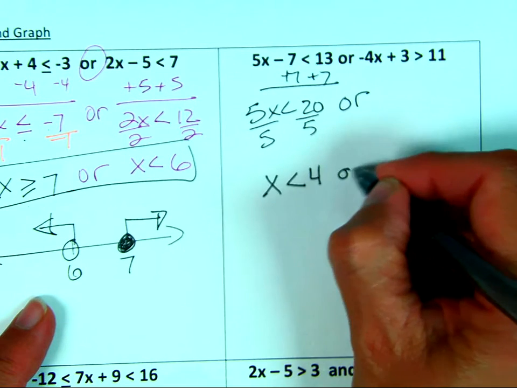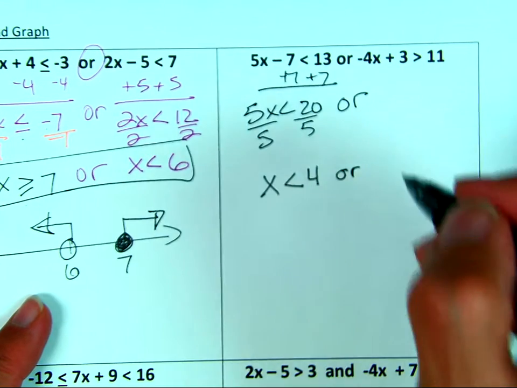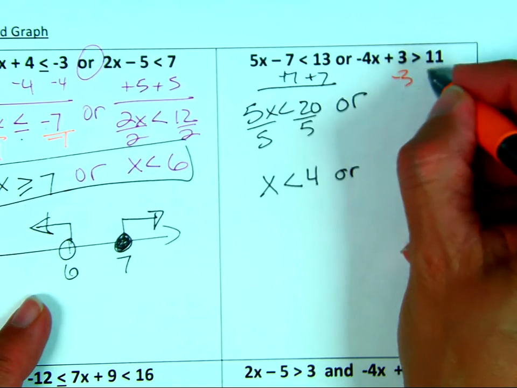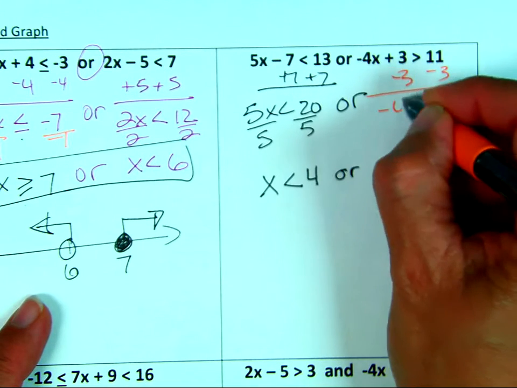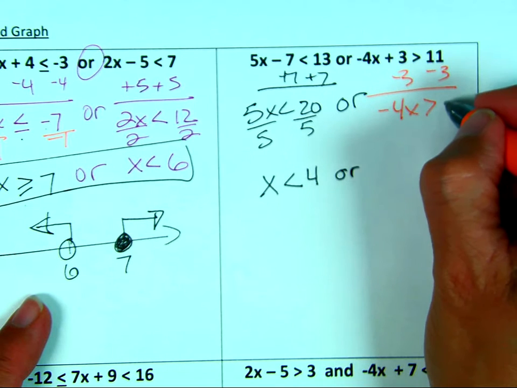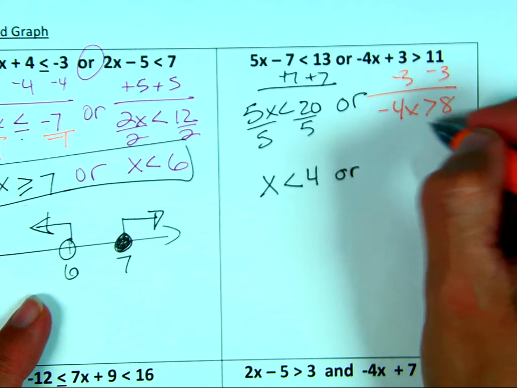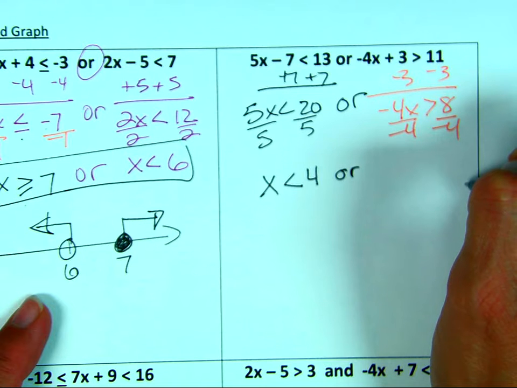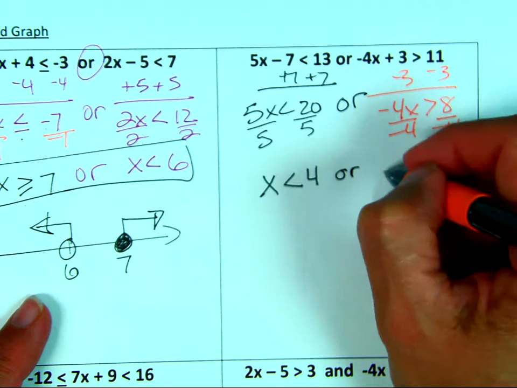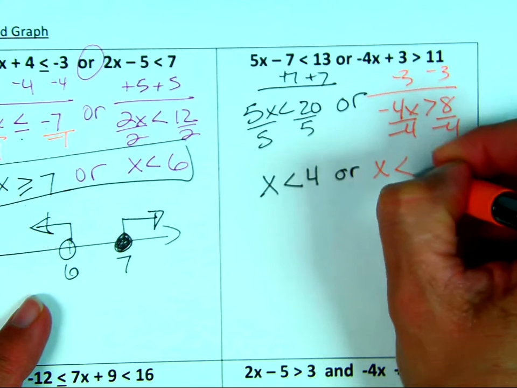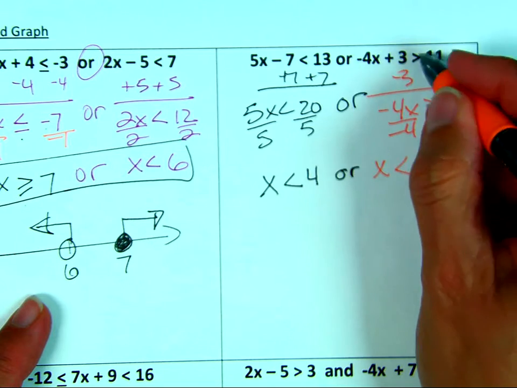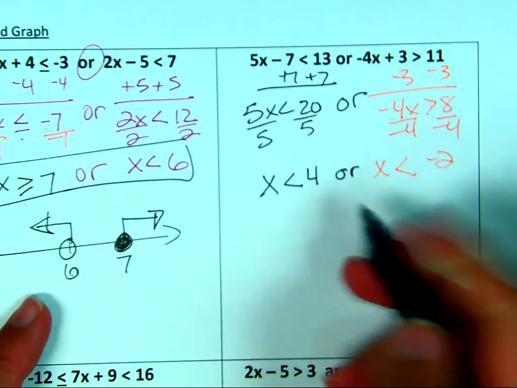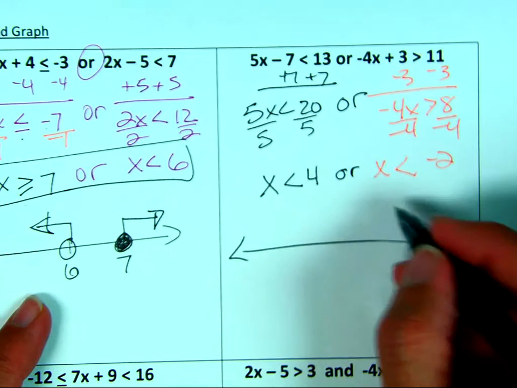That's our first one. Now we're going on to the next one. So this, remember, we have to do them separately. We subtract 3 from both sides. Negative 4x is equal to 8. Then we're going to divide both sides by negative 4. We just divided by a negative. So what do we have to do? We have to flip that. That's negative 2. It used to be greater than. It's now less than. So this is the one that I said is a little bit different.